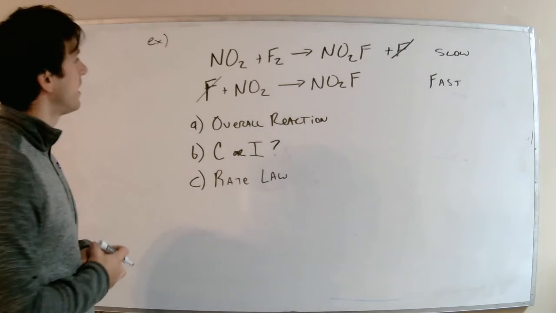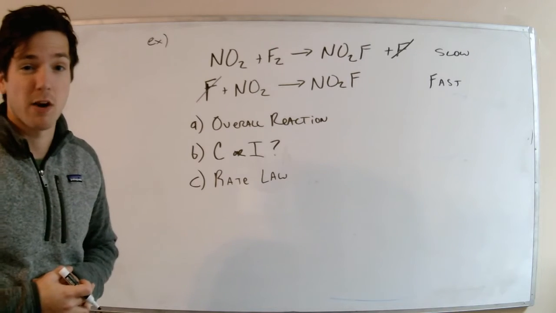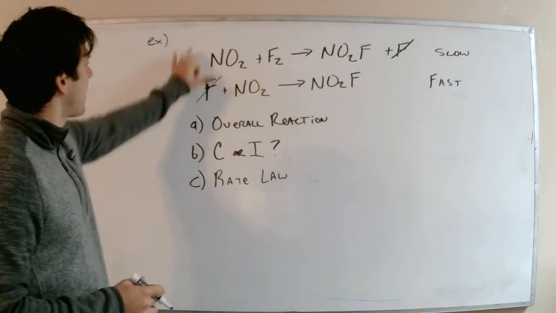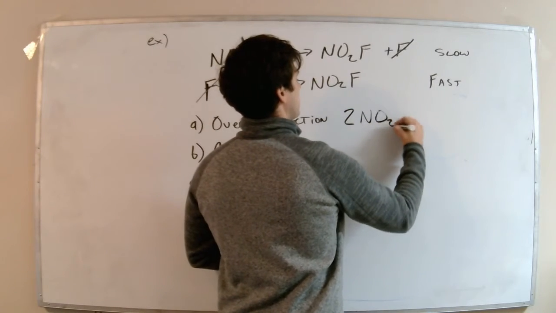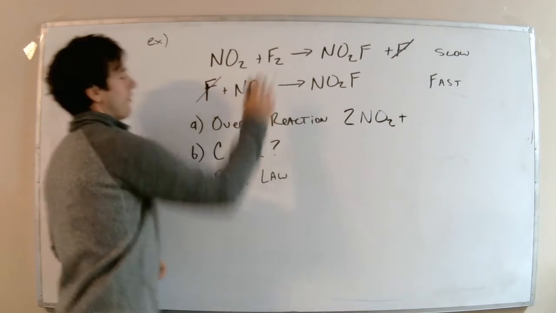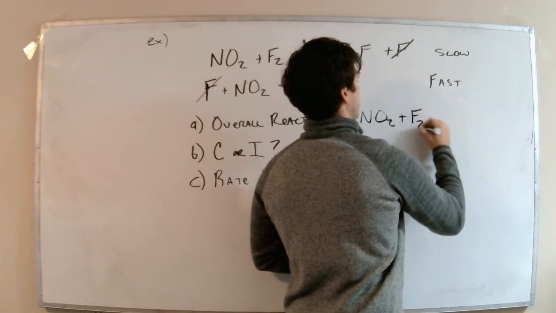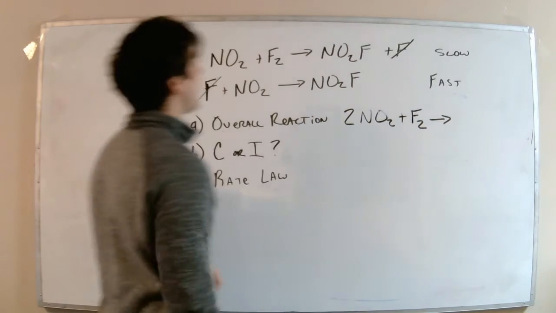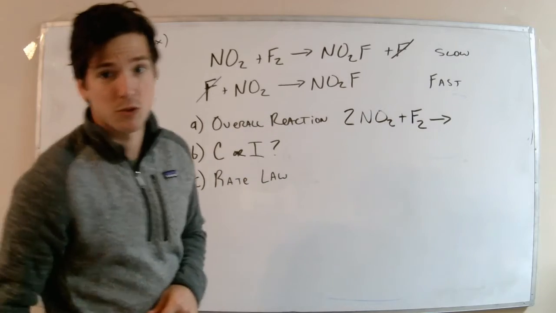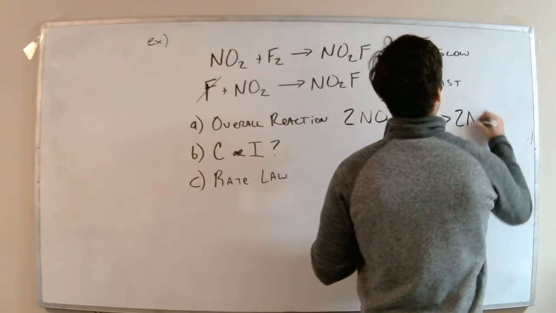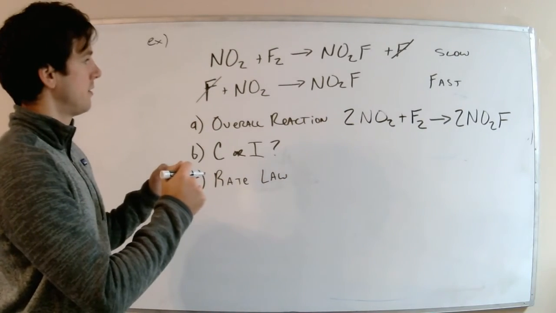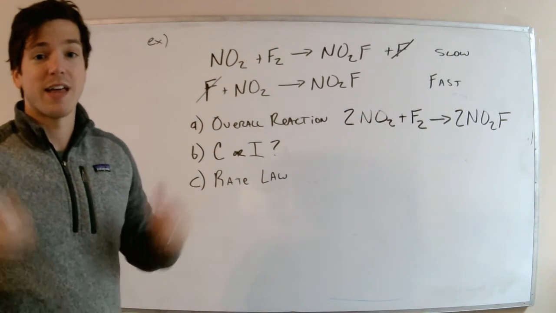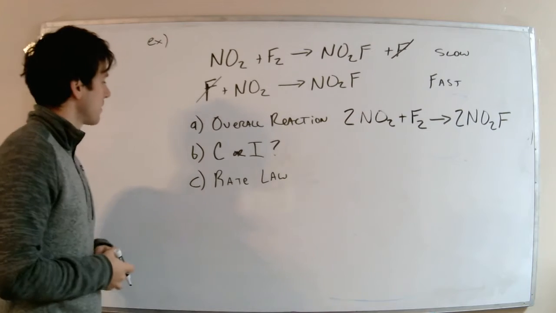So let's go ahead and combine these to make our overall reaction. On the left side, we got 2 NO2s, so I'm just going to put 2 NO2. I got a fluorine molecule right here. And I got 2 NO2Fs. And just to make sure, let's make sure this is balanced. Looks pretty good. Okay? So that is our overall reaction.